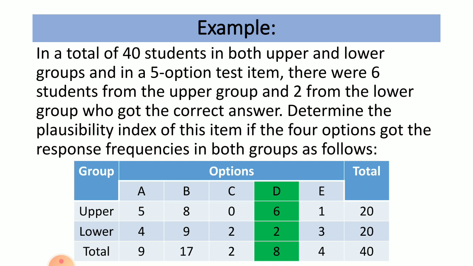Under option A, 5 from upper group answered and 4 from the lower group answered with option A. With option B, 8 from upper group, 9 from lower group. For option C, no one answered in the upper, then 2 from lower. For option D, which is the correct answer, 6 from upper group and 2 from lower group. And option E, 1 from upper group and 3 from lower group.